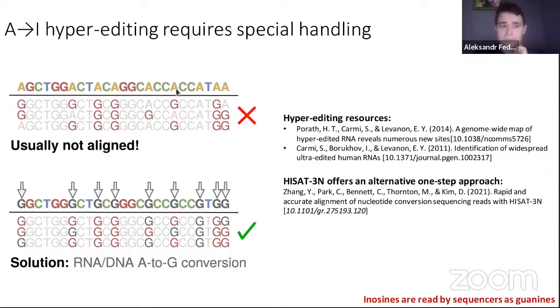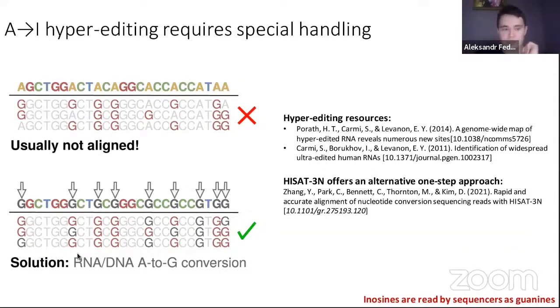Imagine this is a genome, and these are your A to I edited reads. And inosines in RNA molecules are read by sequencers as guanines, so A to G mismatches here are actually adenosine to inosine edits. So these RNA reads won't be aligned to this particular region simply because A to I edits account for a large number of mismatches. Right? So the aligner won't consider this alignment as a good one.